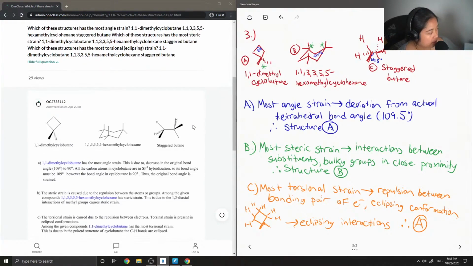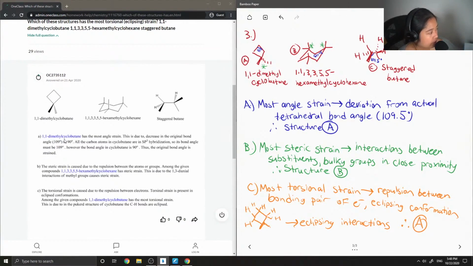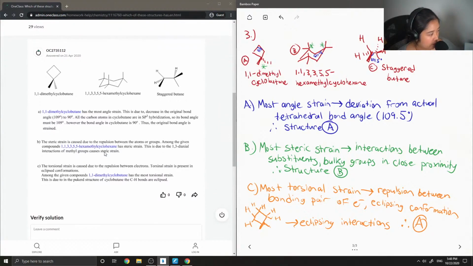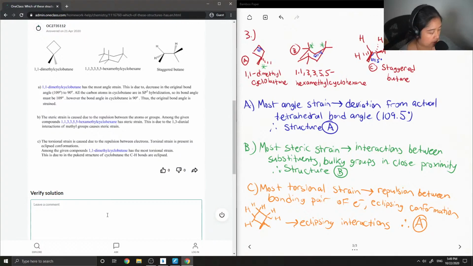Let's look at the answer from our junior tutor. 1,1-dimethylcyclobutane has the most angle strain. Yep. Since its bond angle is 90 degrees, the most steric strain is compound B due to the 1,3-diaxial interactions of methyl groups. And then C, torsional strain is caused due to the repulsion of electrons present in eclipsed conformations. Then this is due to the puckered structure of the cyclobutane. So this solution is correct.